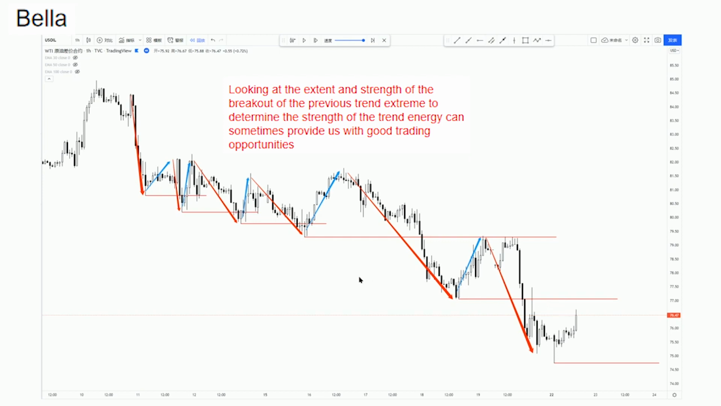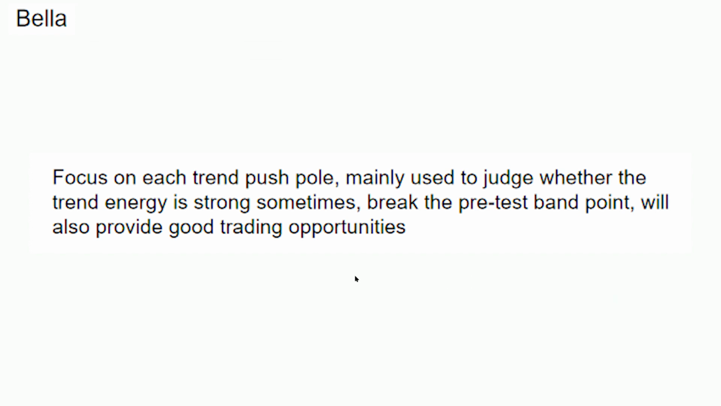it can also provide us with a good trend entry opportunity. To summarize, we look at what is driving each trend to determine the strength of the trend so that we can make decisions. In some cases, breaking the pre-test band can provide us with good trading opportunities.